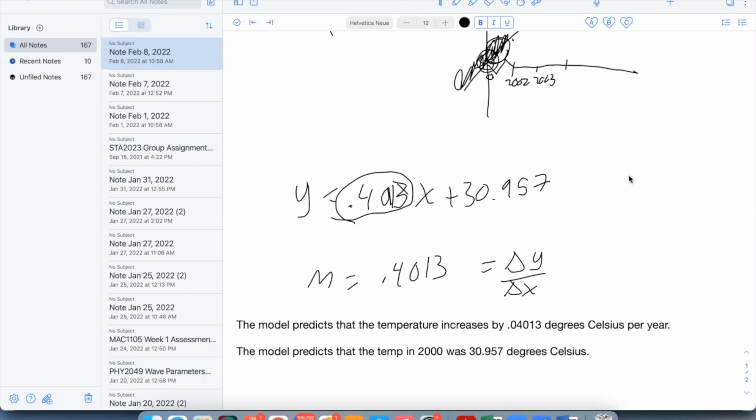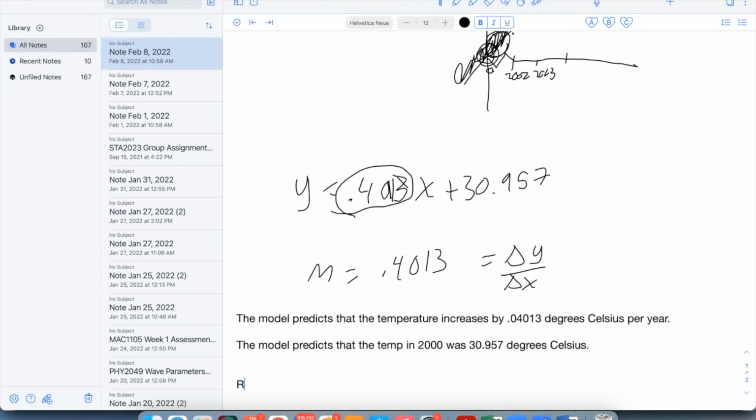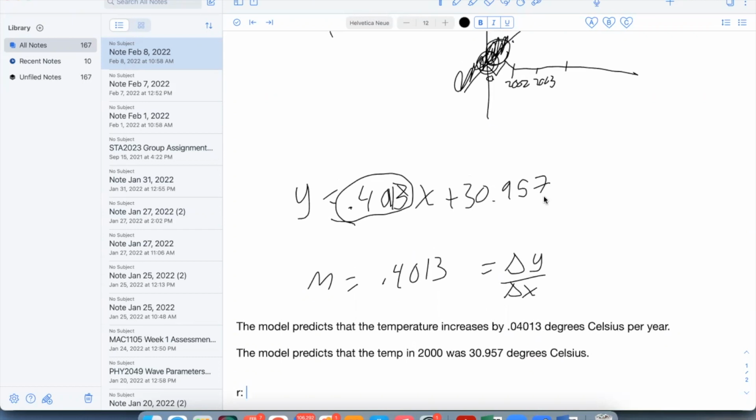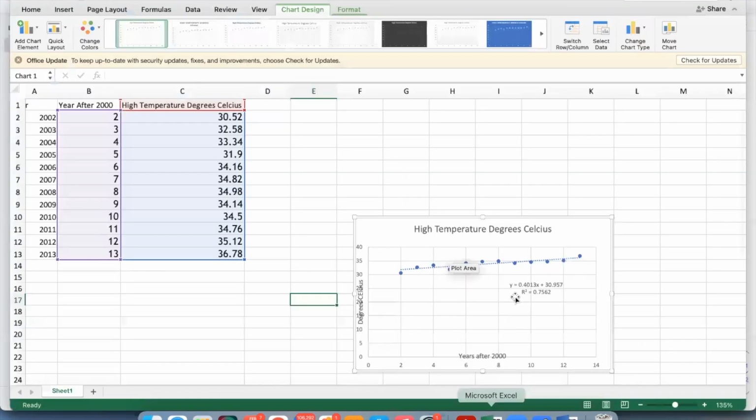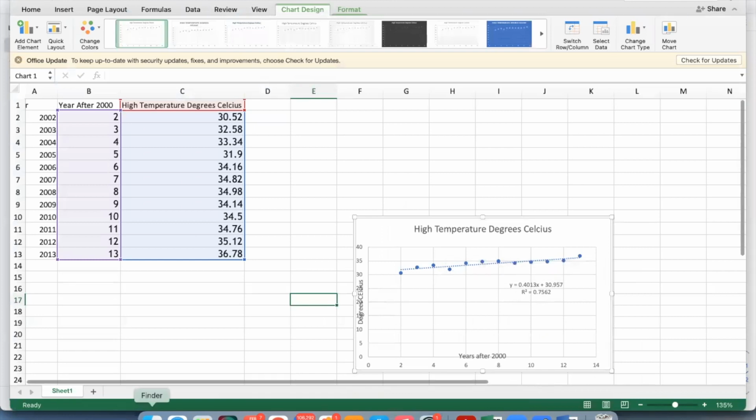Okay, what about our correlation coefficient, R? Our calculator, if I'd done this on the TI-84, it would have just spit out R for me. I wouldn't have to do any work. But the Excel doesn't. It gives us R squared instead. So we're going to have to use our calculator.